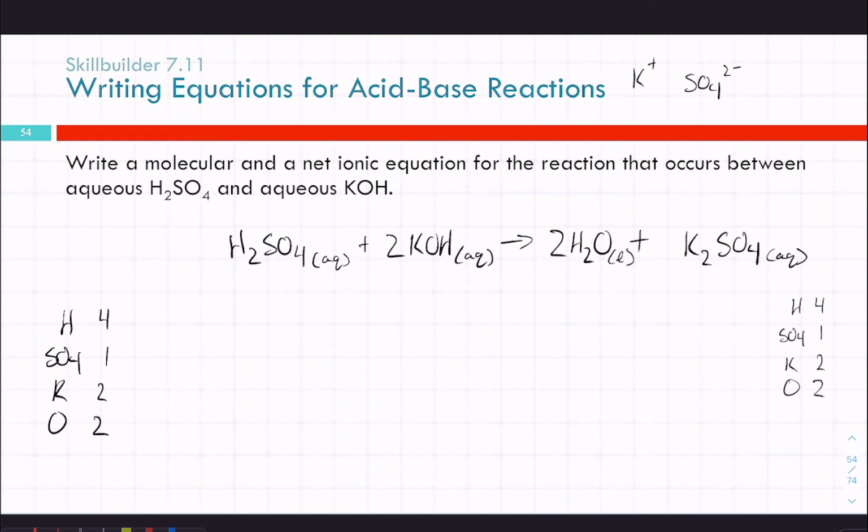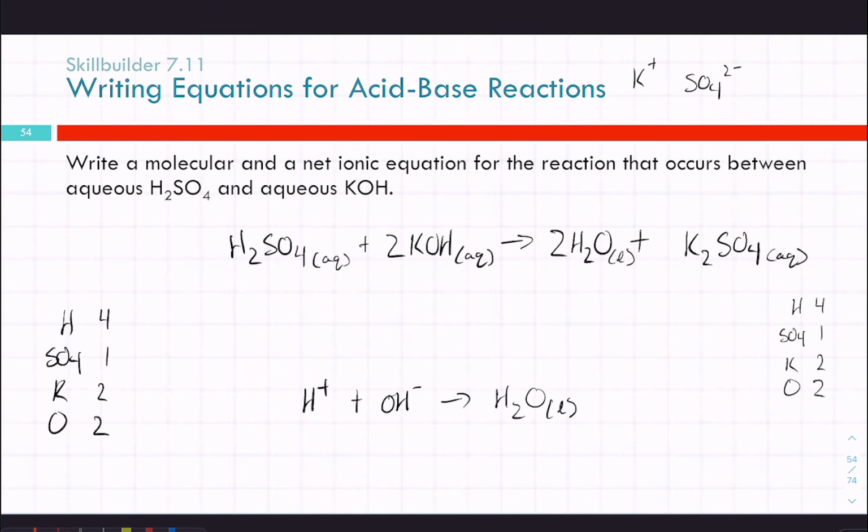We need a net ionic equation. And this is one of those spots where you could take a shortcut because this is an acid-base reaction. The net ionic equation for acid-base reactions is H plus OH minus is H2O. Acid-base or neutralization reaction. Either way. The other way you can do this is by going through the complete ionic equation.